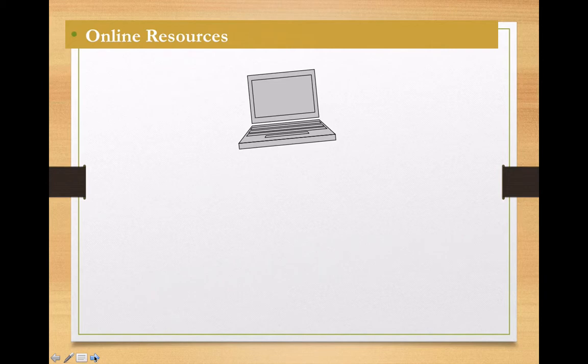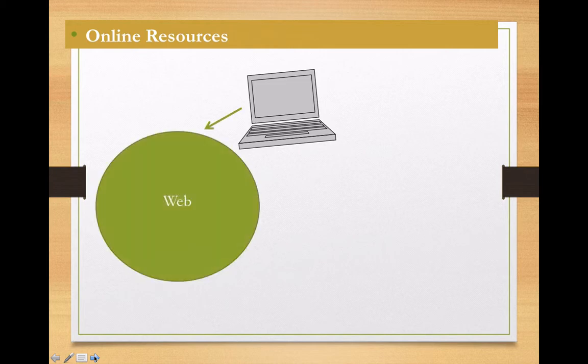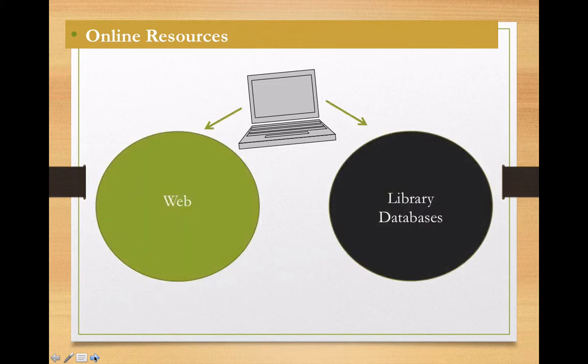When we think about online resources, when you go to a computer, you probably don't think about some of the resources you get are from the web and others are from library databases. And I have a question for you here at the start. Which is more valid? Which would you trust more? I'll pause and let you think.